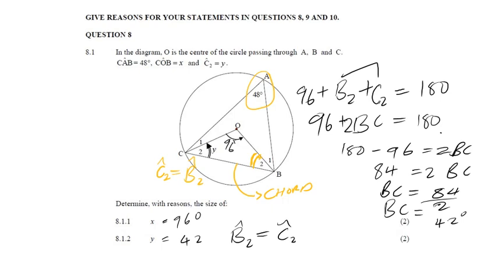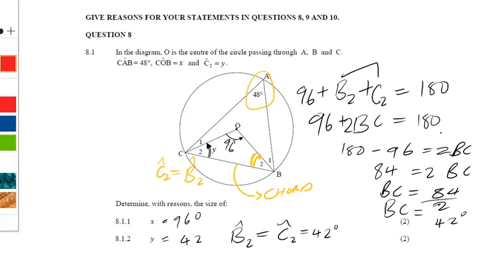Then the reason you can say... So the first reason, remember for every step you need to write a reason, guys. Isn't the reason radii, that CO equals OB radii, therefore C2 equals B2? Yeah, you can use that reason. There are two reasons you can use.